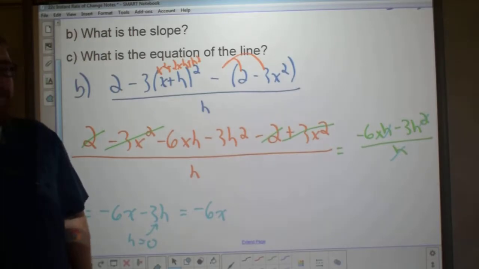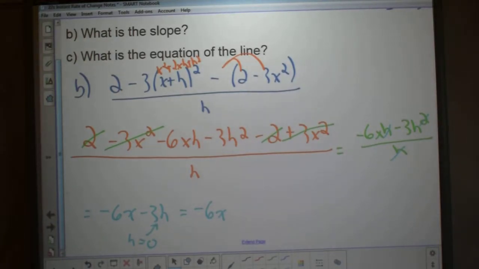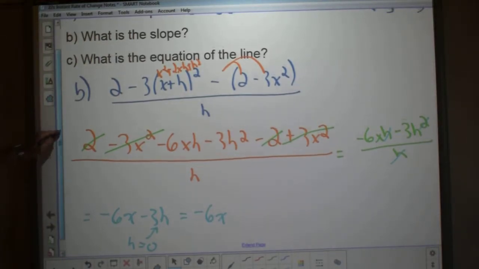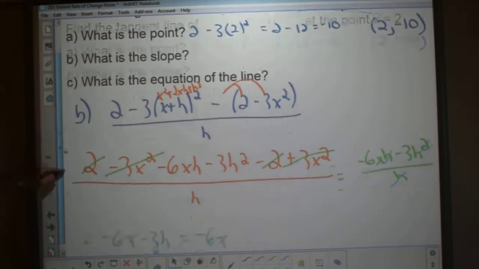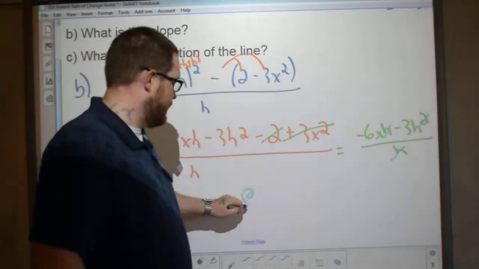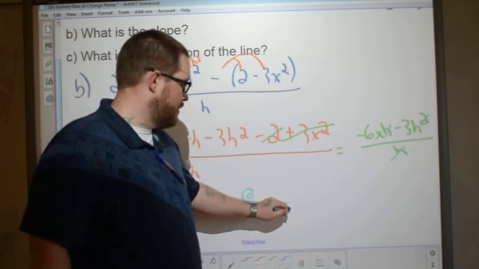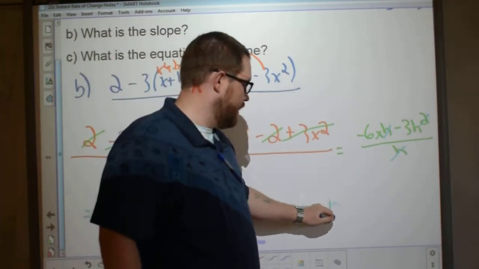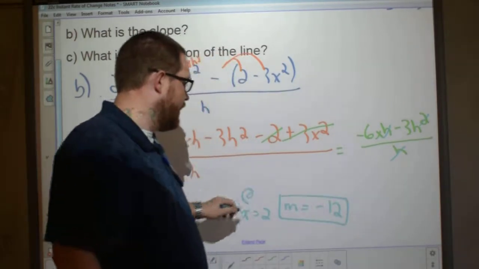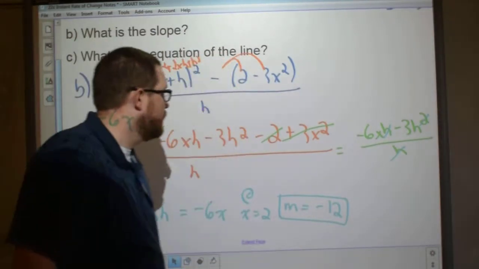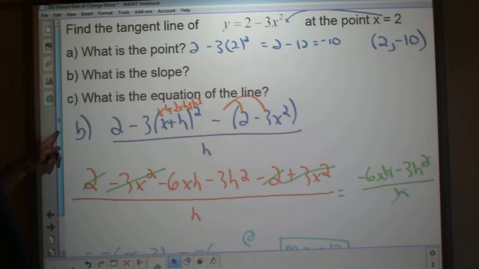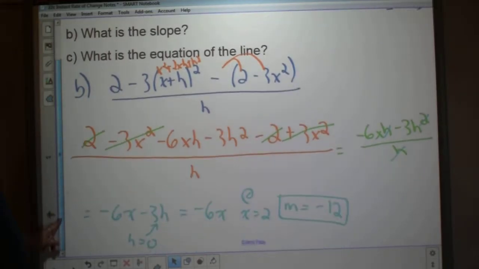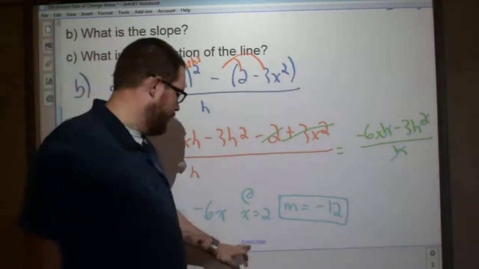But remember, negative 6x is the slope at every point. I don't want the slope at every point. I want the slope at the point x equals 2. So add x equals 2. My slope is negative 6 times 2 is negative 12. So now I found a point. The point that I found, 2, negative 10. The slope I found, negative 12.